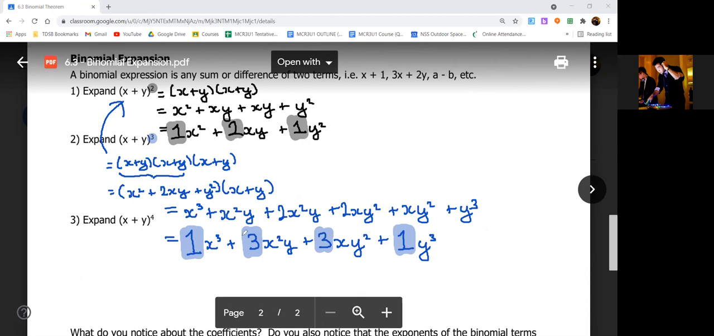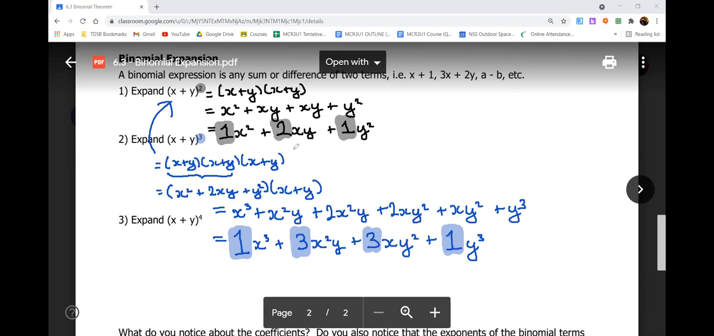Well, you said earlier that the second row was a total of four, which is 2 to the power of 2, and that the third row was a total of eight, which is 2 to the power of 3. So when you look here, x plus y to the power of 2 equaled the same numbers, 1, 2, 1, as the row that was 2 squared. And when it was x plus y cubed, it equaled the same numbers as 2 to the power of 3.